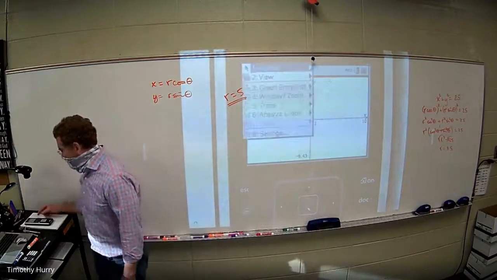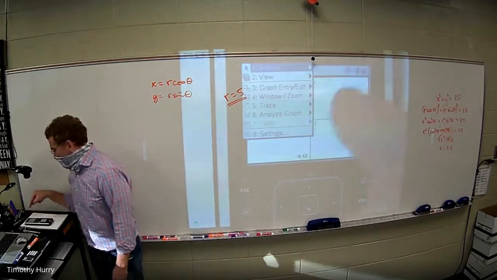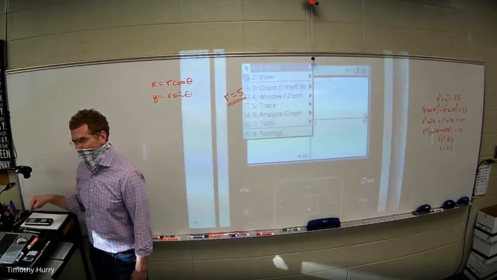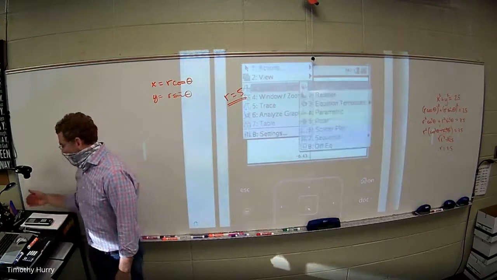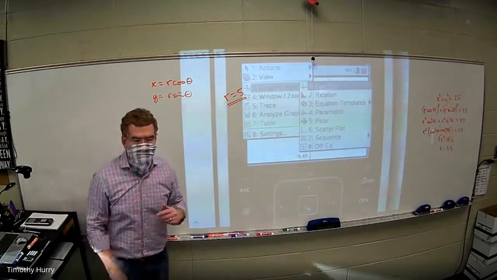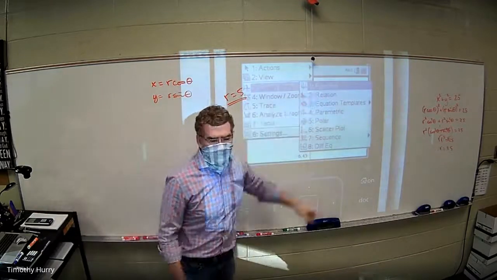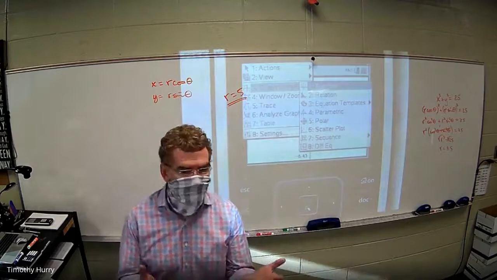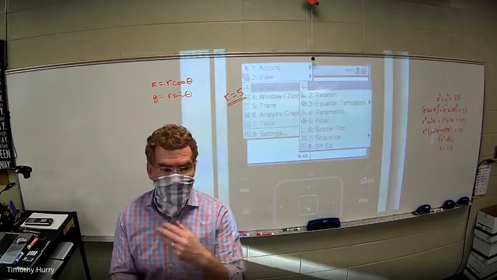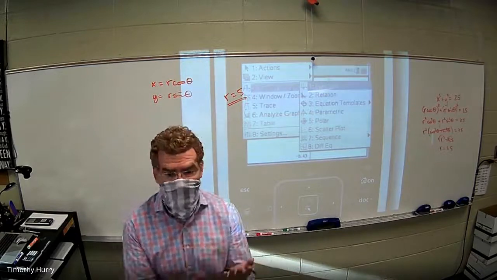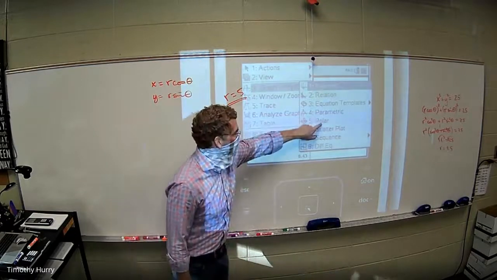Go to menu, and for graph entry, number 3, this is saying what kind of graph do you want to enter? If I choose 3, we are normally on function mode. There's actually a relation mode too that allows you to graph conic sections because those aren't functions. And you can type in stuff like x squared plus y squared equals 25. It doesn't have to be y equals. But right here, look, polar mode.